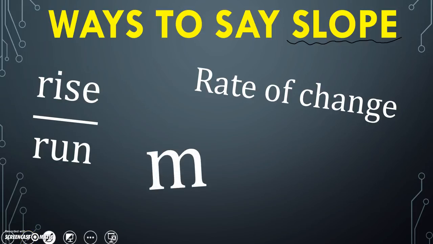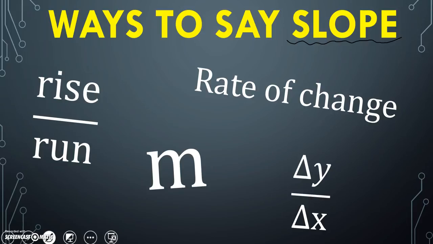The letter M. A lot of teachers say M because mountains have slope. All right, but the letter M, you'll see the letter M, and that does mean slope. I know it's kind of weird because M is nowhere in the name slope, but that's what it is, so make sure you memorize that.